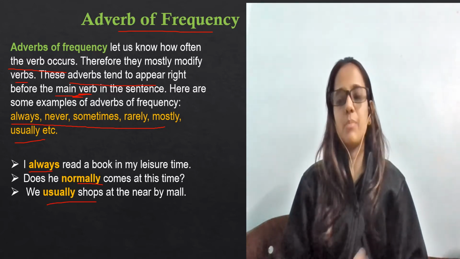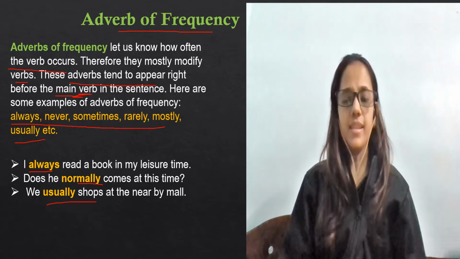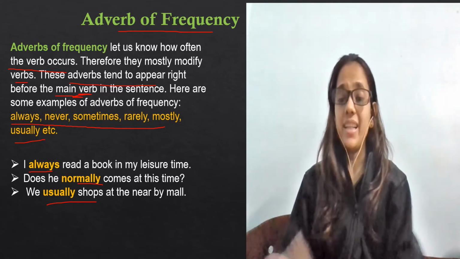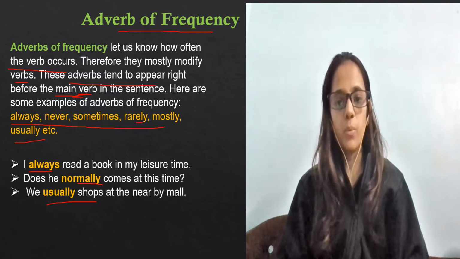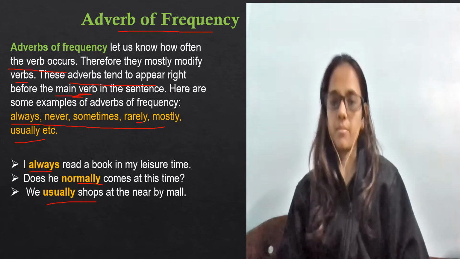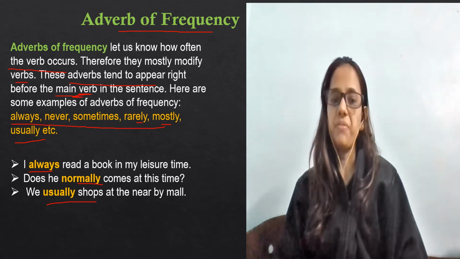We usually shop at the nearby mall. So usually मतलब normally हम shop कहाँ से करते हैं? Nearby mall से. She rarely comes to the market. So rarely is what? Again, adverb of frequency. Mostly she comes on time. So mostly is what? Adverb of frequency.